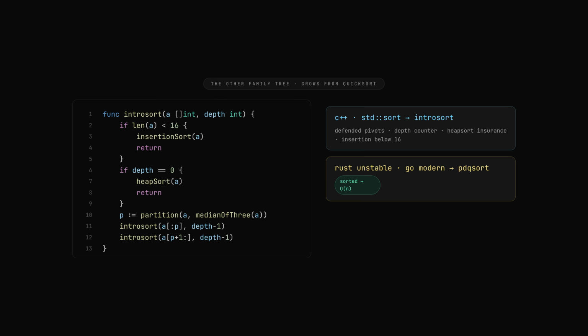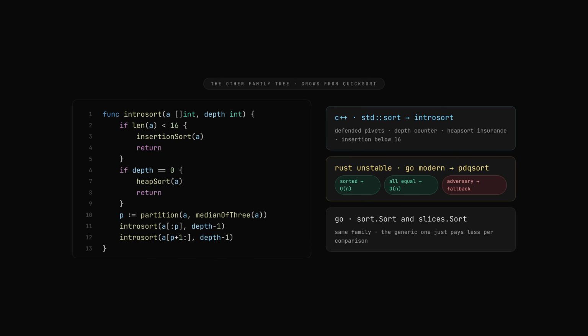Already sorted input, order n. All equal elements, order n. An adversary bending the pivots trips the fallback. Go's older sort.Sort and newer slices.Sort run the same family. The generic one just pays less per comparison.